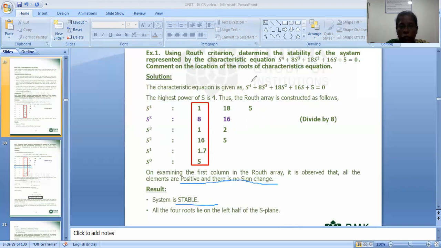Here the highest power of S is 4, which means there are 4 roots. All the 4 roots are lying on the left half of the S plane, so we can say that the system is stable. This is the first category, where the Routh array is a normal Routh array and no 0 elements are available.